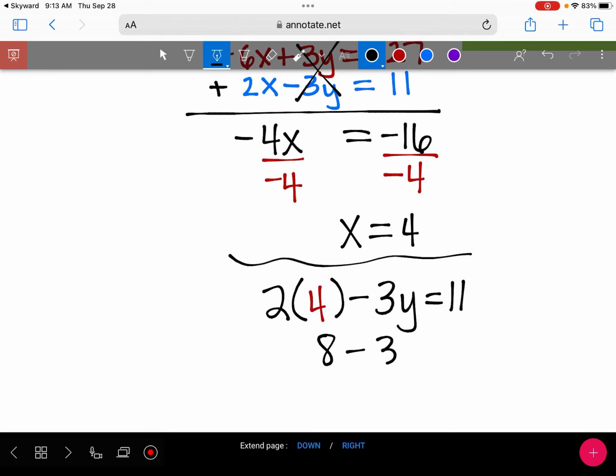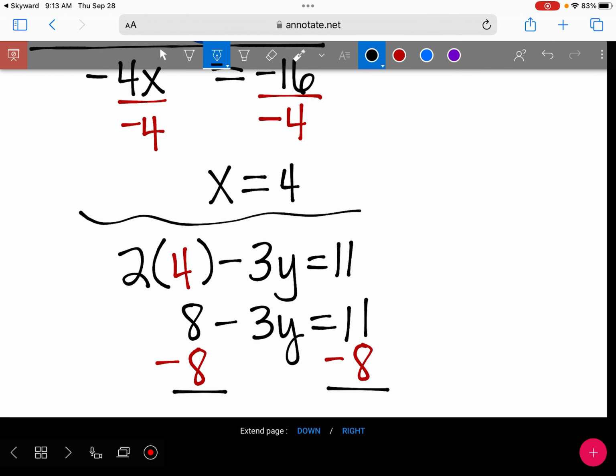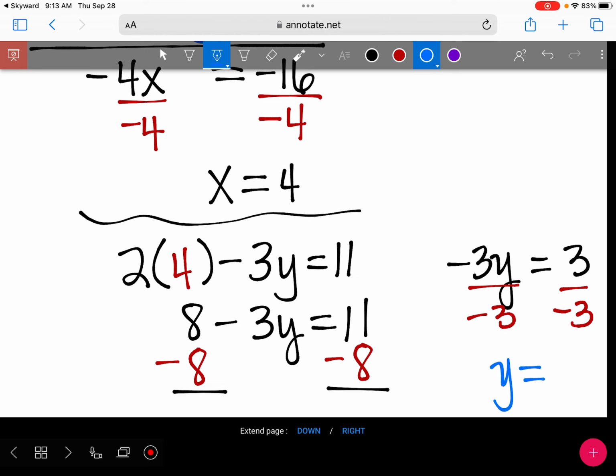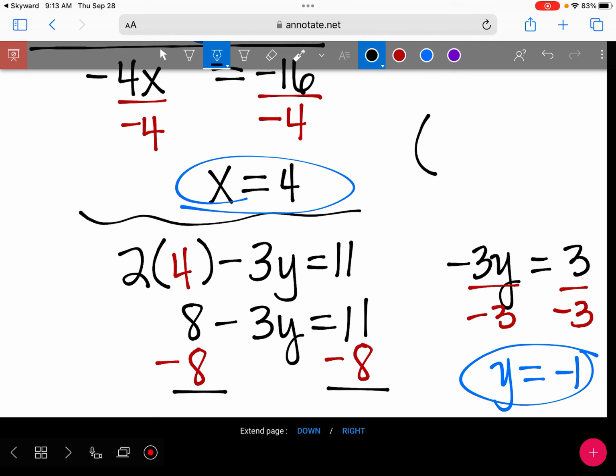8 minus 3y equals 11. Subtract the 8 from both sides. Negative 3y equals 3. Divide both sides by -3, and you should get y equals -1. So your solution would be (4, -1).